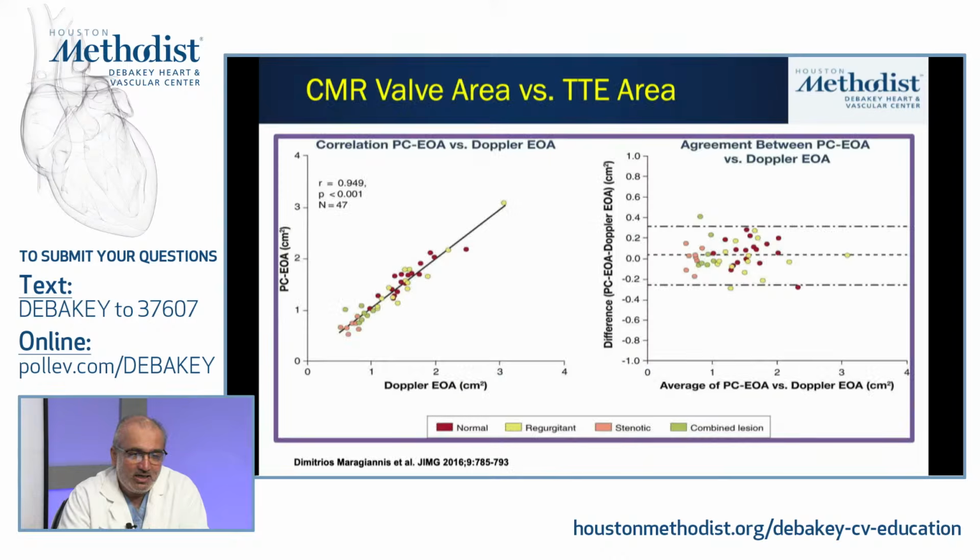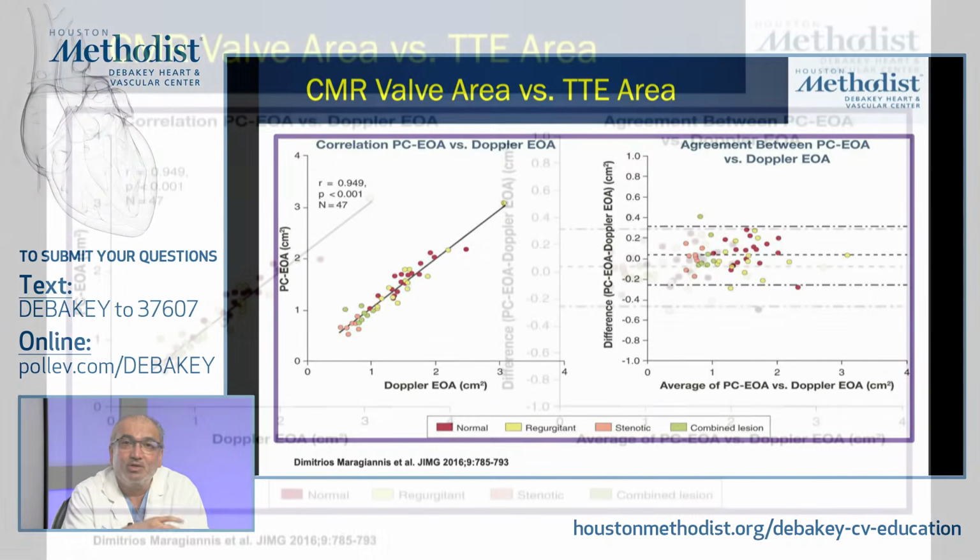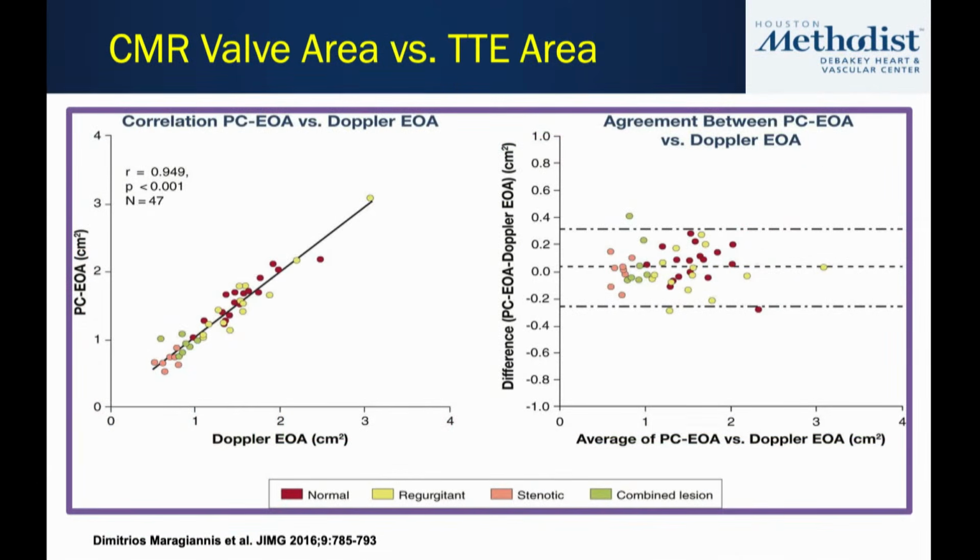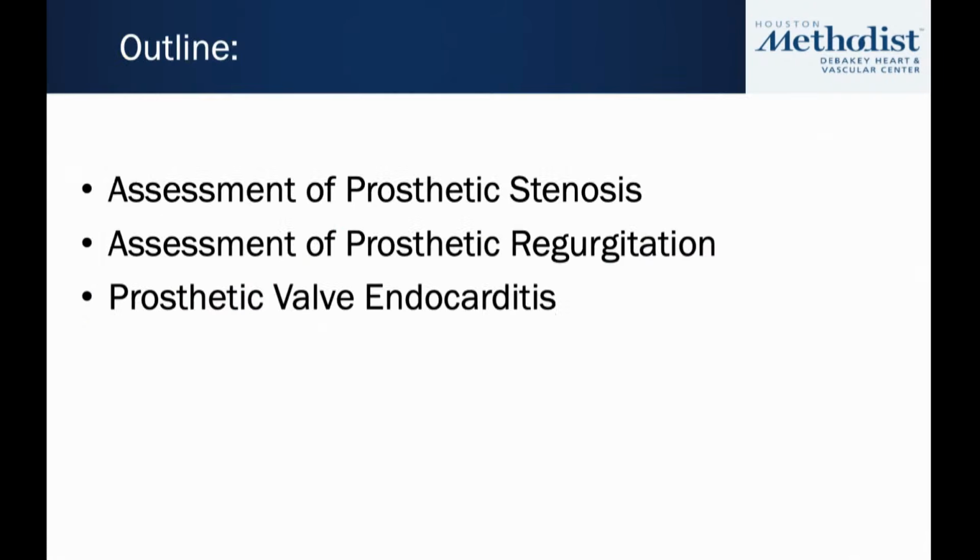And in this study, you can see the relationship between the values derived by MRI and the values derived by echocardiography actually was fairly strong, really suggesting that, in fact, for patients with bioprosthetic valves, when there's a question of valve area assessment, there is a role for MRI in this application.